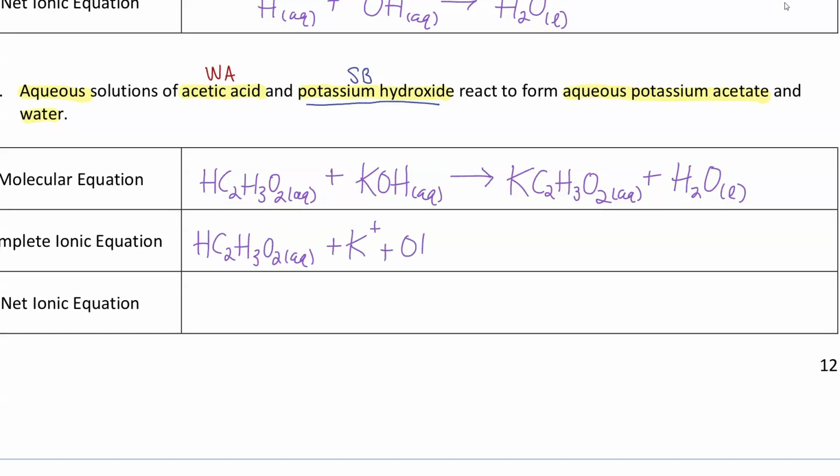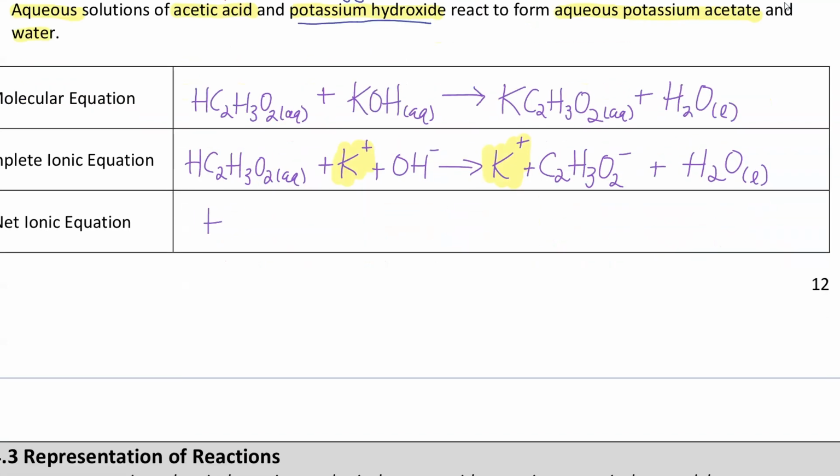Potassium and hydroxide. Now, potassium acetate will separate. And then we get water. So this is one of those cases we were talking about before where we're only going to wind up with one spectator. In this case, it's going to be what? Just the potassium. Okay, so we're going to cancel the potassium for a net ionic.